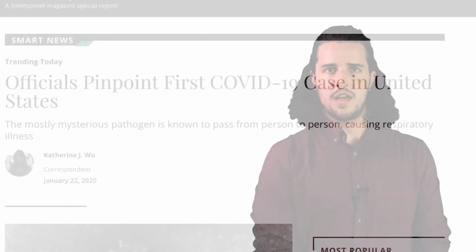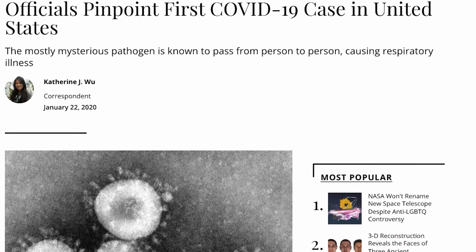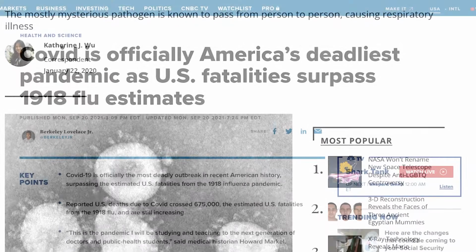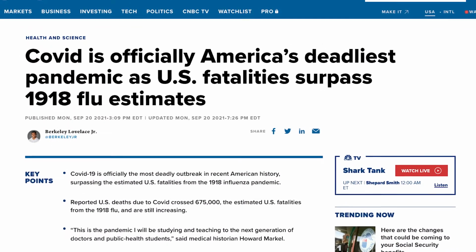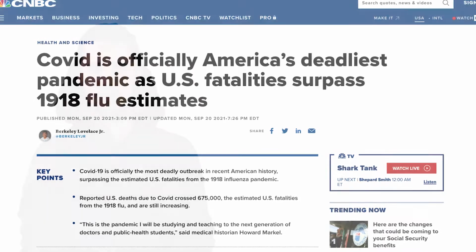In January of 2020, the first case of COVID-19 was reported in the United States. A couple months later, the president declared a national emergency, and the country went into lockdown. Over the next 18 months, COVID-19 would become the deadliest pandemic in US history, claiming more lives than the 1918 Spanish flu. As the virus spread through the population, a trend became increasingly clear.